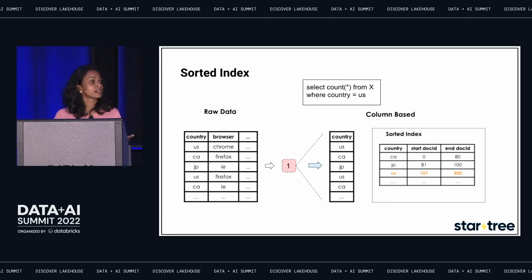You could also build a sorted index. So in this case, the column in question has to be sorted. And in that case, if it is sorted, you could simply store a mapping from the value to the start and end document ID. So again, this is going to be a very fast lookup compared to doing a full scan.